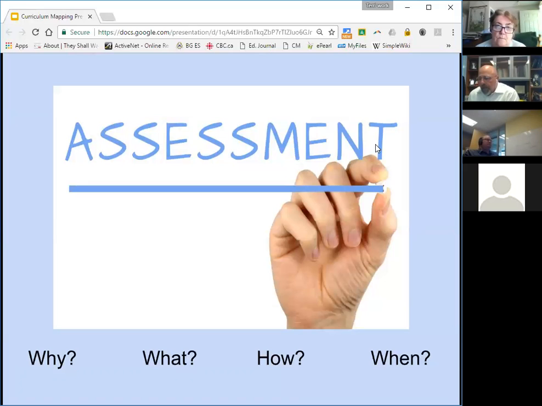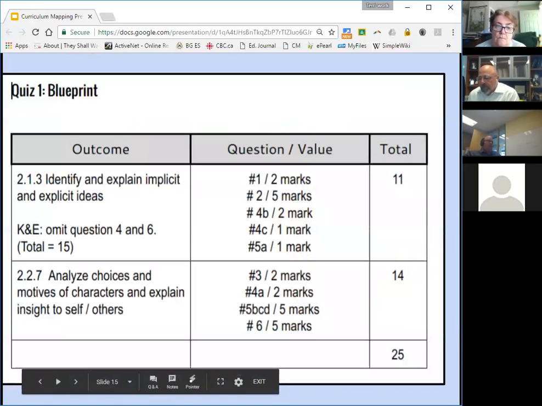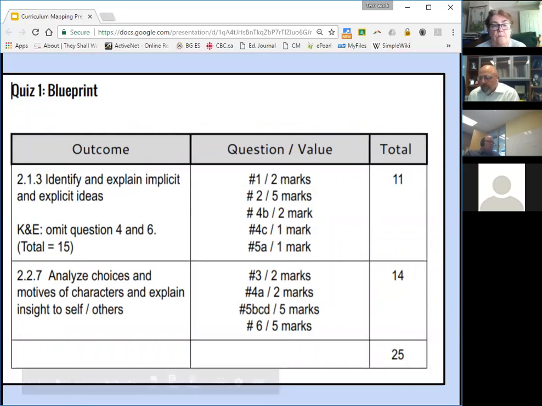The next piece that we tie through the assessment is that we start to look at blueprinting our assessments. Really simple blueprinting. So on this quiz that we're going to give students, we're going to address two outcomes. This is a grade 8 language arts test. And you can see the first outcome, we have a K and E. In Alberta, we have a knowledge and employability strand, which is a lower academic strand that students can enter in grade 8. So we've already said, I've planned for that.